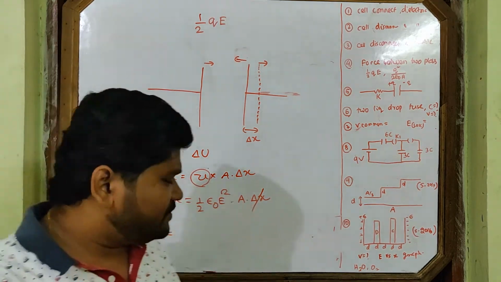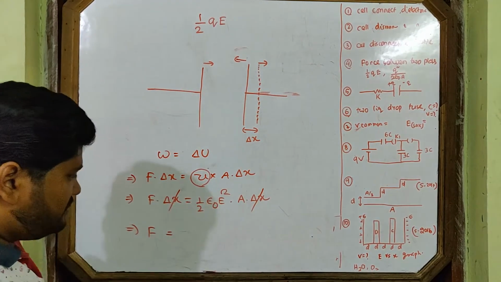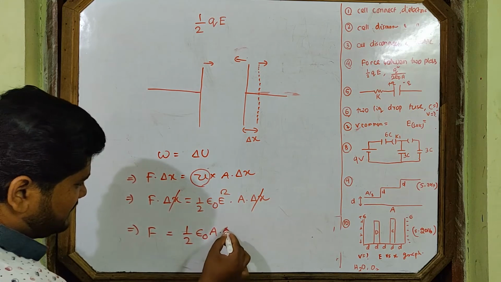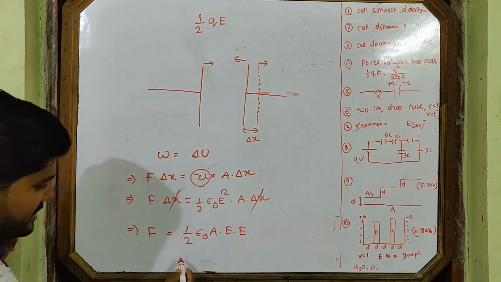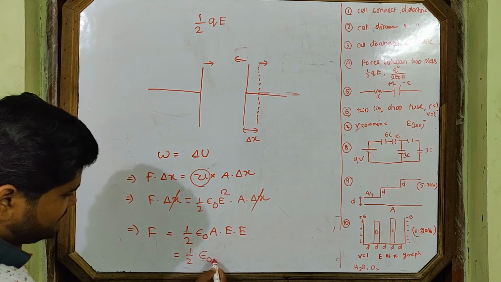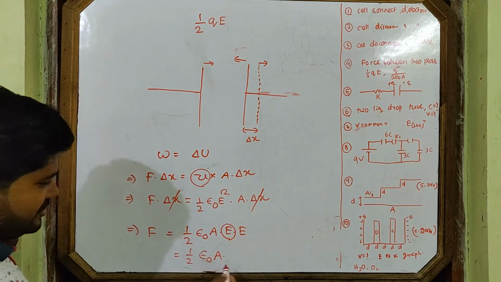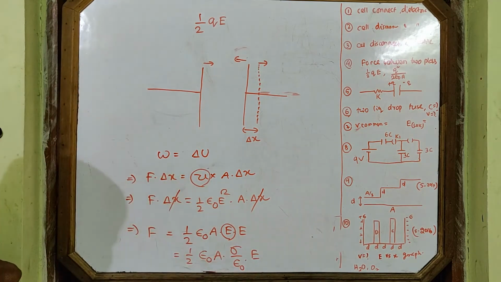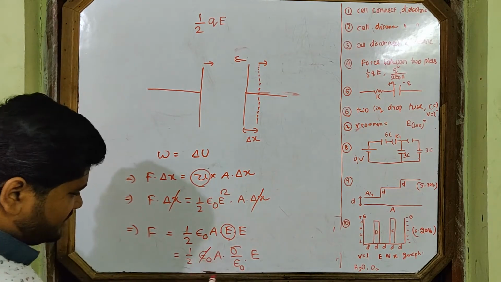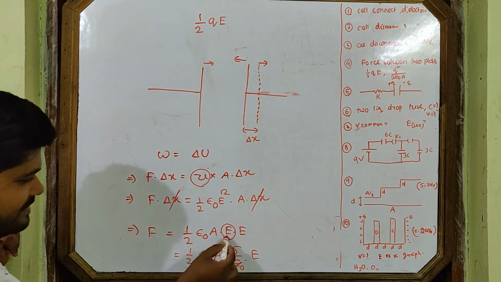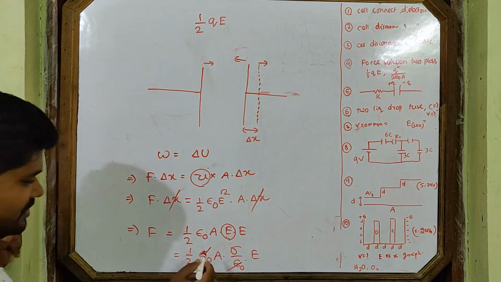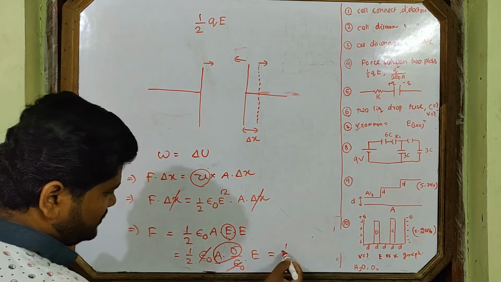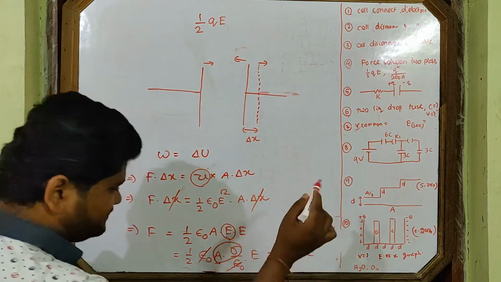But we have to prove half QE. How will we bring half QE here? One E is required for us, but another E is not required. You just separate them. Half epsilon naught A, in place of this E you put sigma by epsilon naught. So epsilon naught cancels. Electric field between the two plates is sigma by epsilon naught. And what is sigma into A? Sigma into A is nothing but Q. So this is half QE.